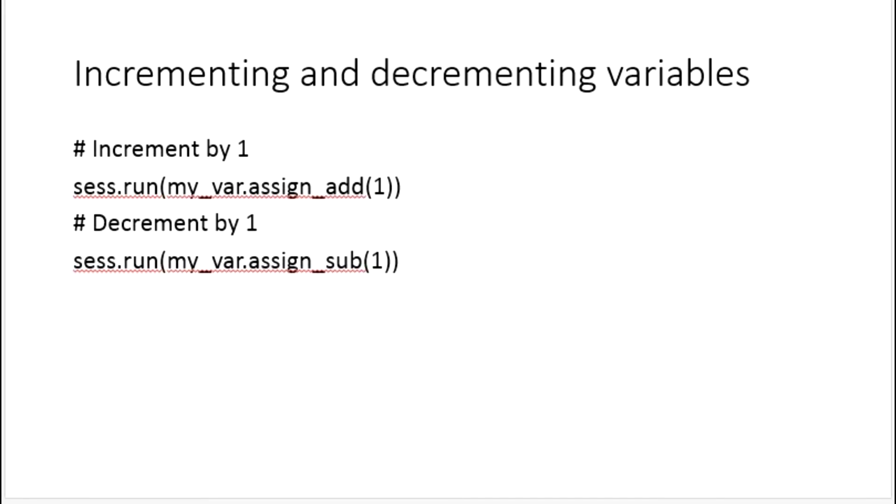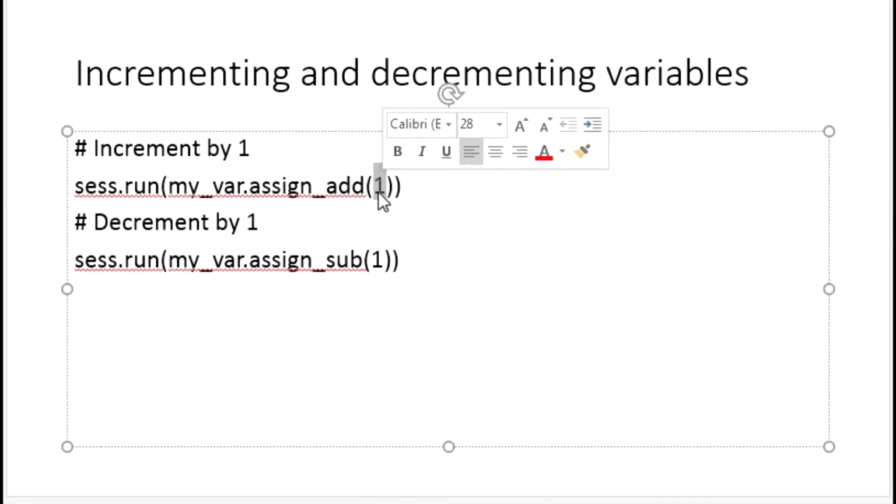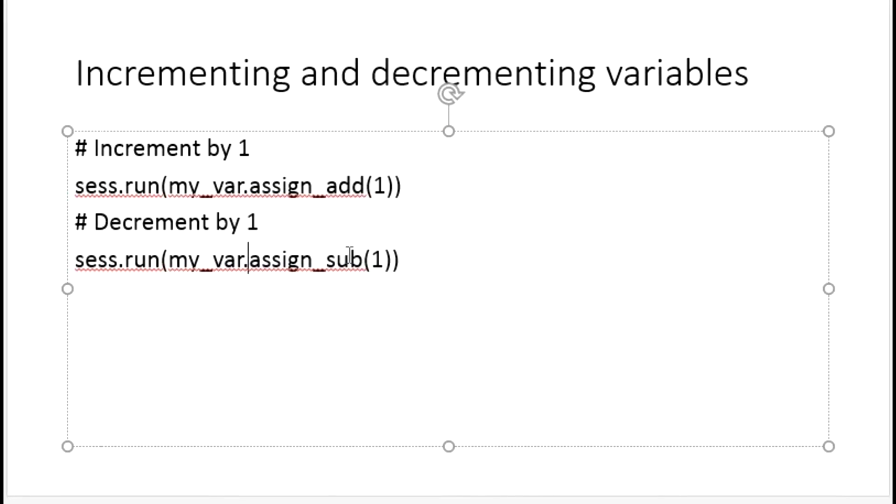So you know how to increment, you know how to generally change the value of a variable, but there are specialized increment and decrement functions or operations, to be specific, in TensorFlow. So this is assign add, which increments by this value, and you can run it in a session. And there's also this assign sub, which decrements by the input value, and you can also run this inside a session.